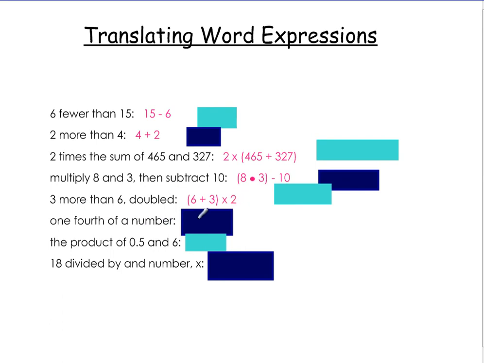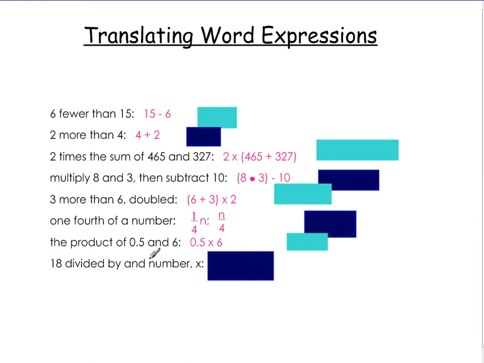1/4 of a number can be written one of two ways. It can be written like this, 1/4 next to n, where n represents the number we don't know. And remember, when a number is next to a variable and there's no operation sign, it's automatically always multiplication. Or we could do n divided by 4. That's the same as saying 1/4 of an n. The product of 0.5 and 6, product means to multiply, so we have 0.5 times 6.